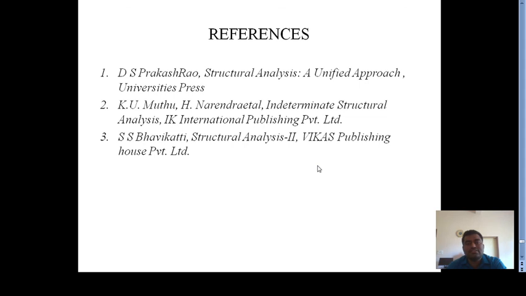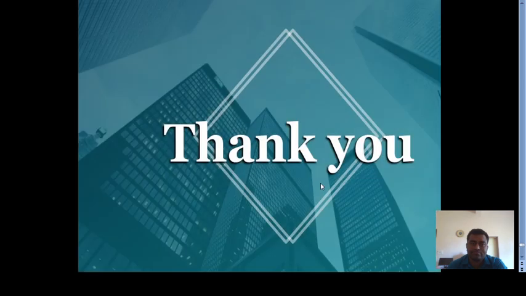These are some references we referred to for this session. These are the reference books you can refer to for this session.